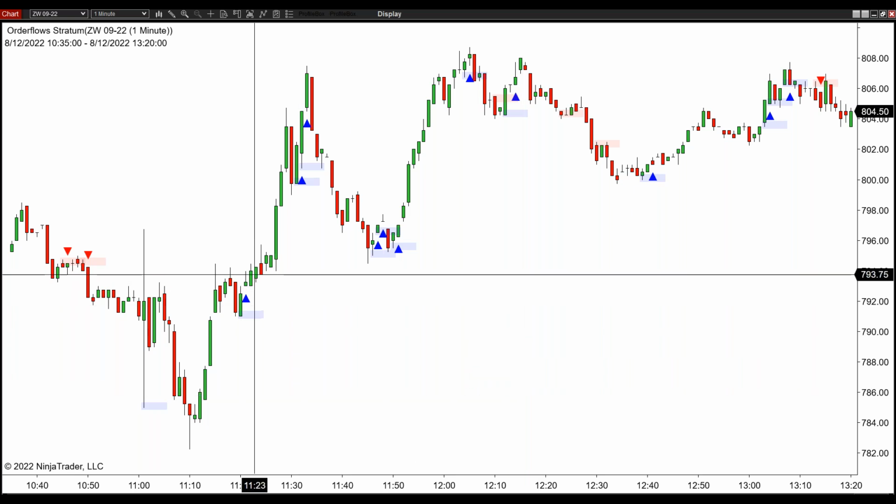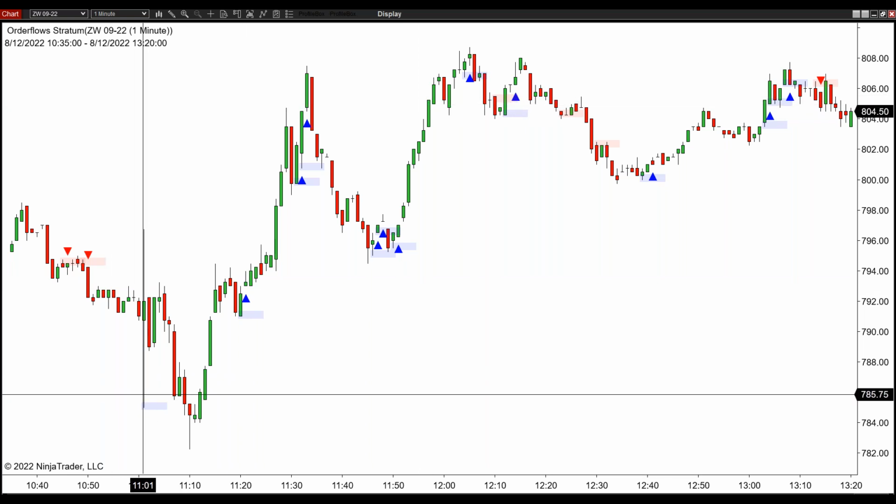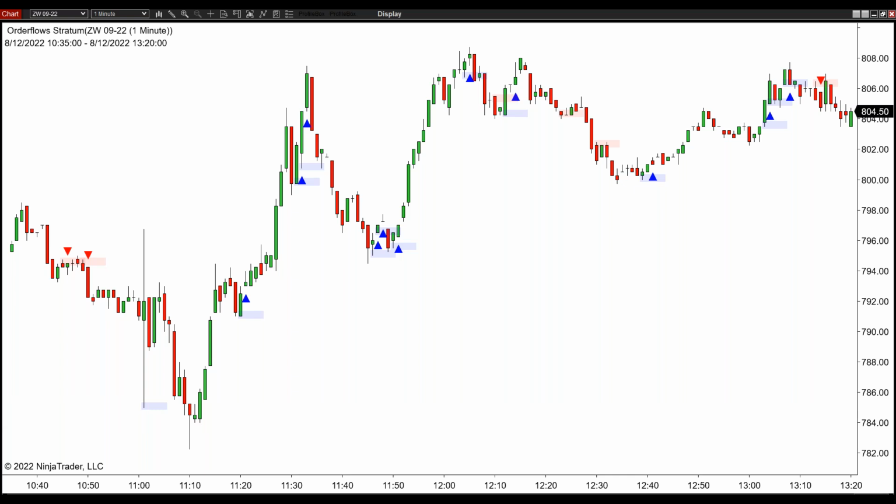But the trade entry signal keeps me out of trades. It keeps me out of this short here that went nowhere. It keeps me out of this long that went nowhere. That's why I use the trade entry signal.